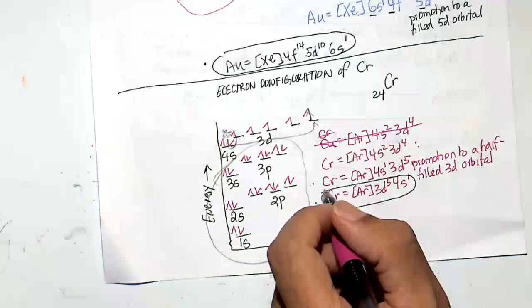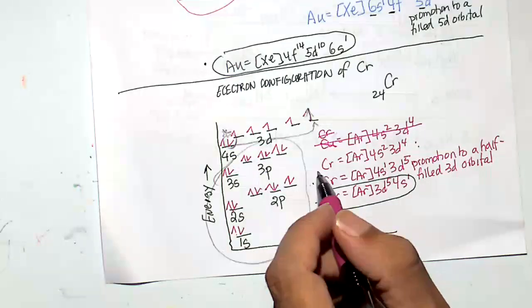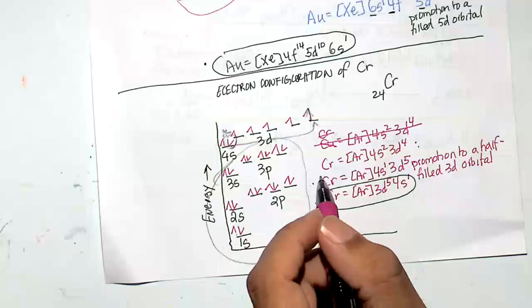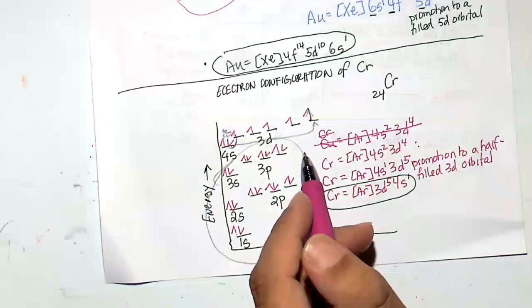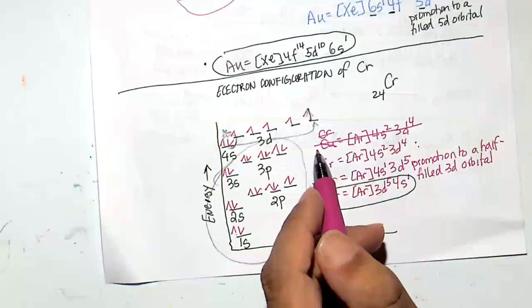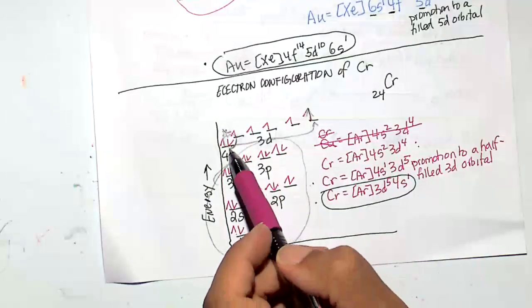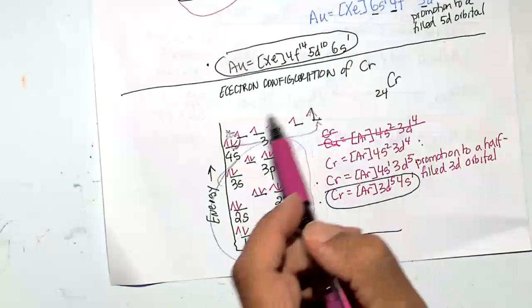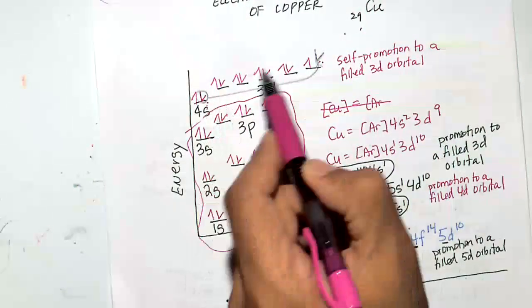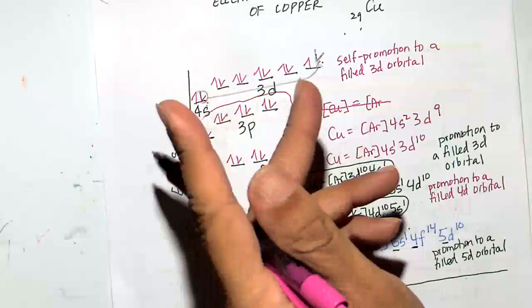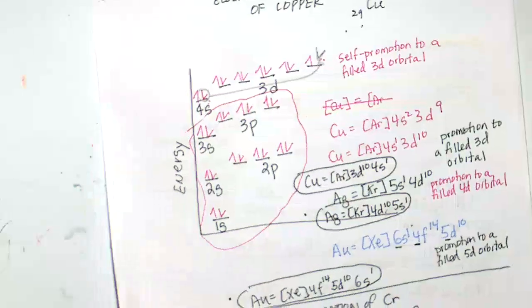Is it just with copper and chromium among the transition metals? The self-promotion happens by itself. You don't need to put any energy in. The electron will just move itself from 4s to 3d to half fill this. For copper, the electron will move itself from 4s to 3d to completely fill this by itself. It's more stable that way.